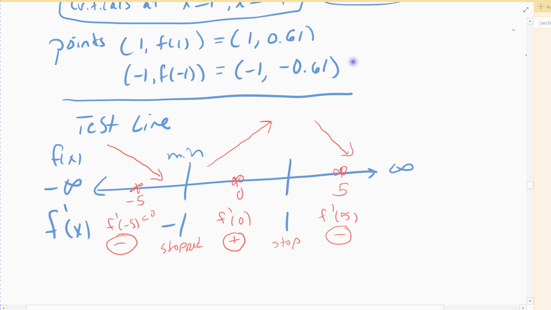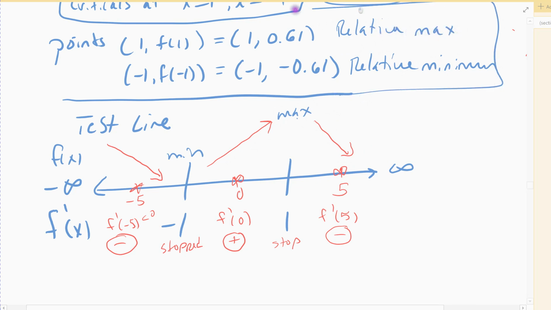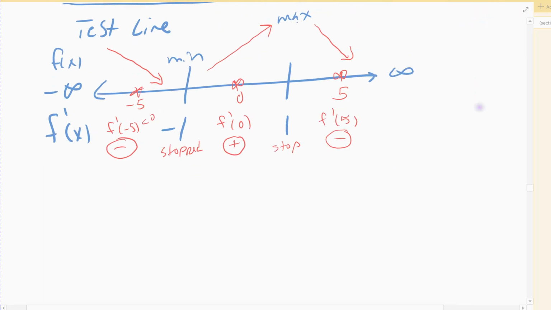And so my negative 1 is a relative minimum. At positive 1, I moved up, stopped, and moved down, and so that shape gives me a maximum. And so the positive 1 is a relative max. Alright, so there's my max and min parts, and now we're writing out increase and decrease.